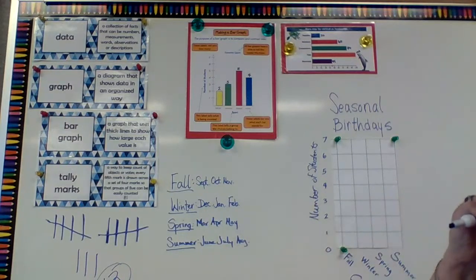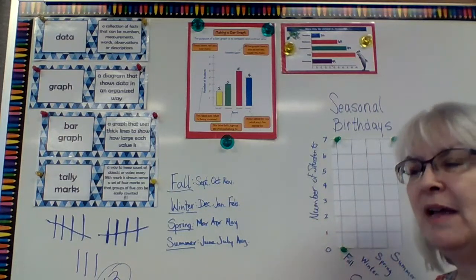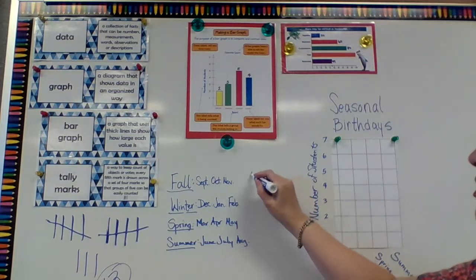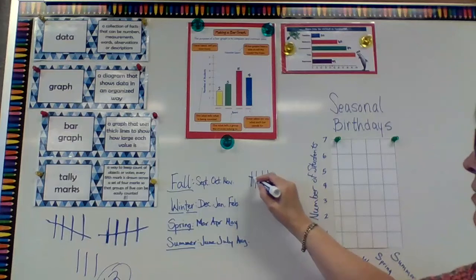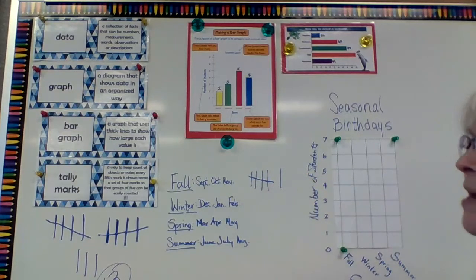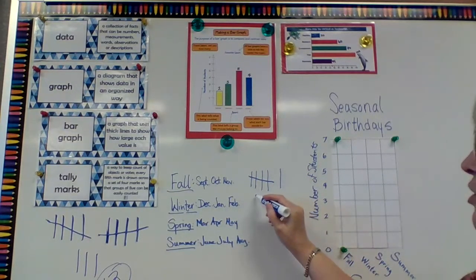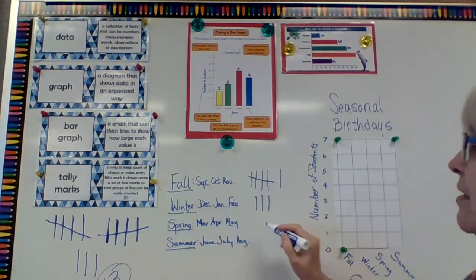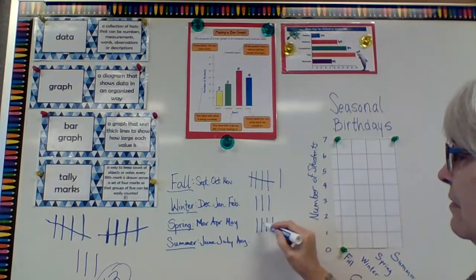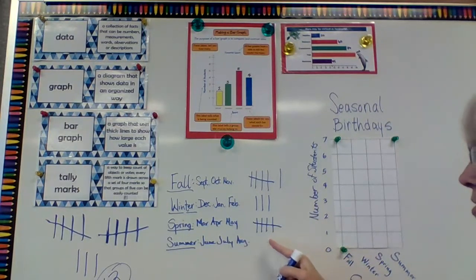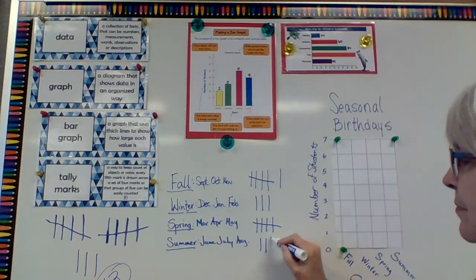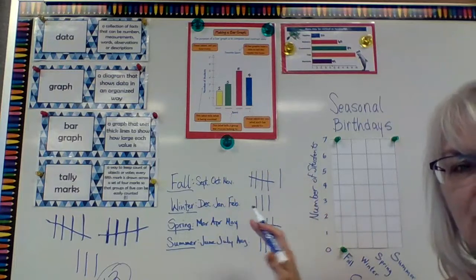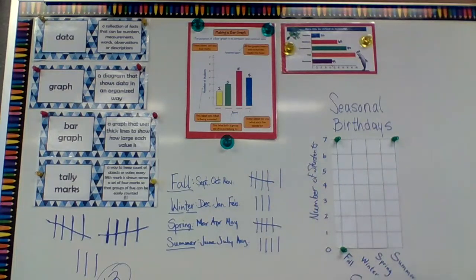All right, so let's say if I just choose a class, I'm just going to make up a class. Mrs. Rhodes' kindergarten class. Okay, in Mrs. Rhodes' class, she has 6 students with a fall birthday. All right, for a winter birthday, she has 3. Students in the spring, she has 5. And summer birthdays, she has 4. All right, so this is our data.